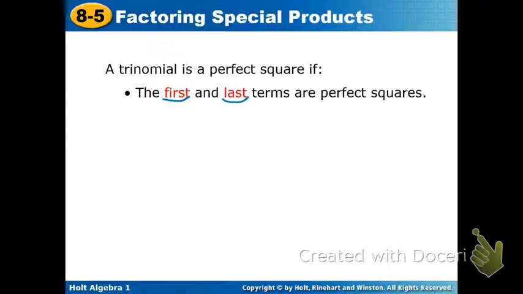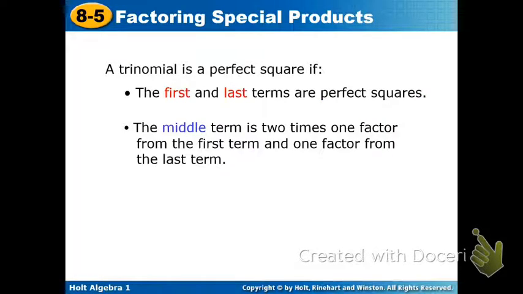Your first term and your last term must be perfect squares. So you've already gotten a little bit of practice on this. Your middle term is going to be 2 times the square root from the first term and the square root from the last term. So this is kind of like your difference of 2 squares. There's a pattern that it follows. This one also follows a specific pattern.